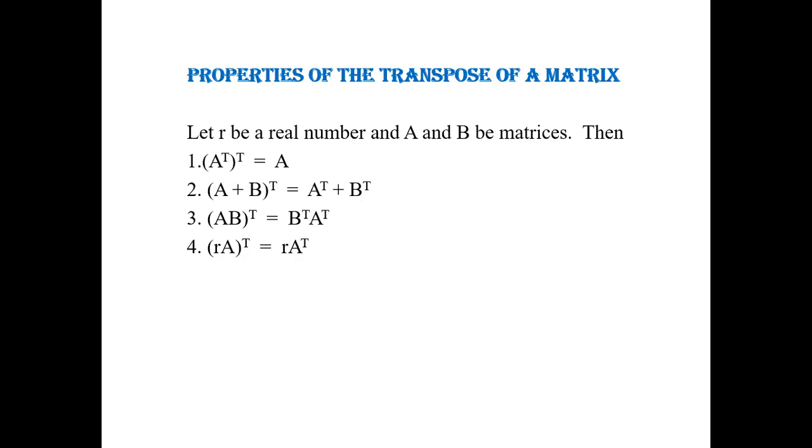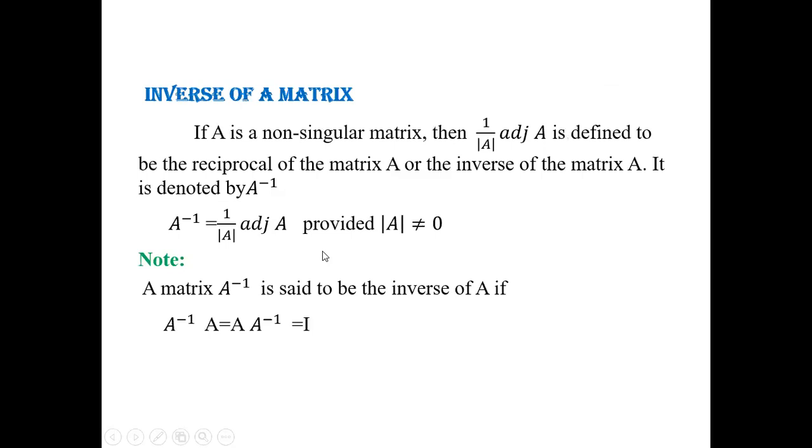Then what are the properties of the transpose of a matrix? These are some properties. Let R be a real number, and A and B be two matrices. Then the transpose of A transpose equals A. First, we take A transpose, and taking the transpose of A transpose, we get the original matrix A. Then (A plus B) transpose equals A transpose plus B transpose. (AB) transpose equals B transpose A transpose. And (R A) transpose equals R into A transpose.